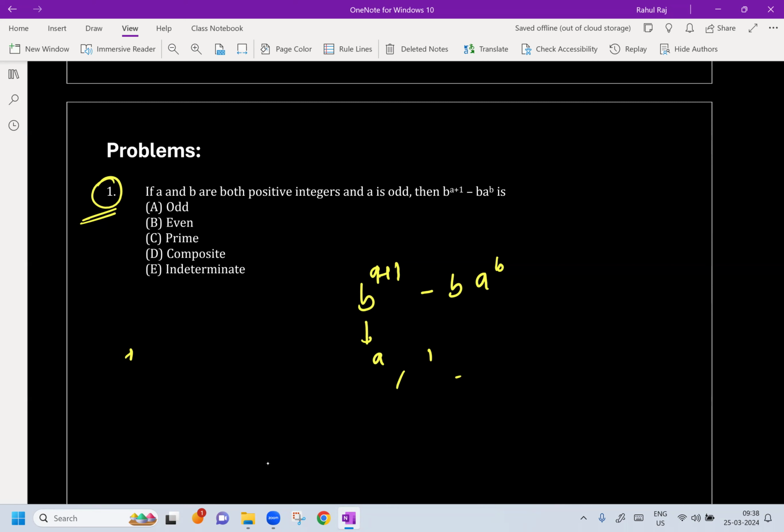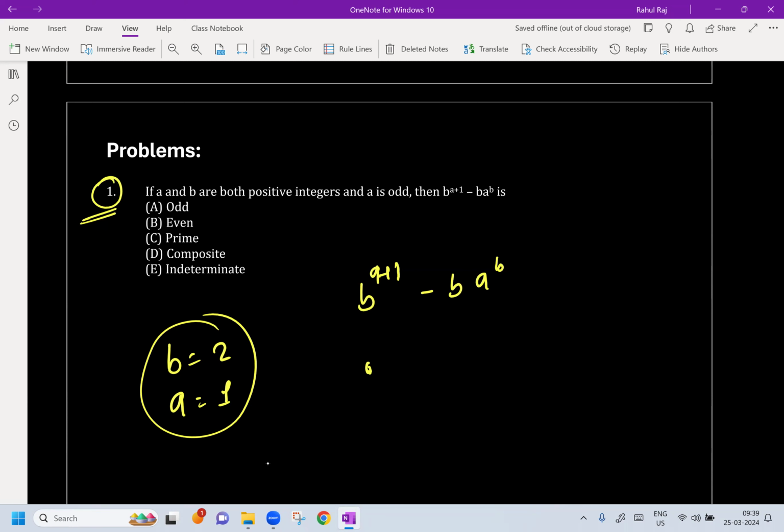Then my job is simple. I'll try and plug in some numbers. Imagine B is 2 and A is say 3. Actually, I'll take A as 1 to make our calculation easier, because the way the number will behave with 3, it will behave with 1 also in the same way. So 2, A plus 1 is 3, minus B is what? 2, A is 1, 1 to the power 2. So this is 8 minus 2, 6.